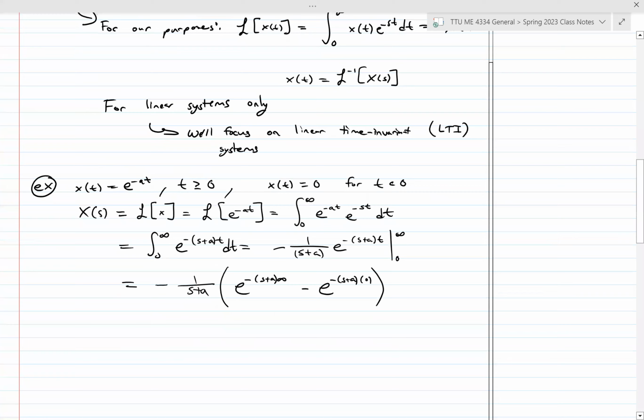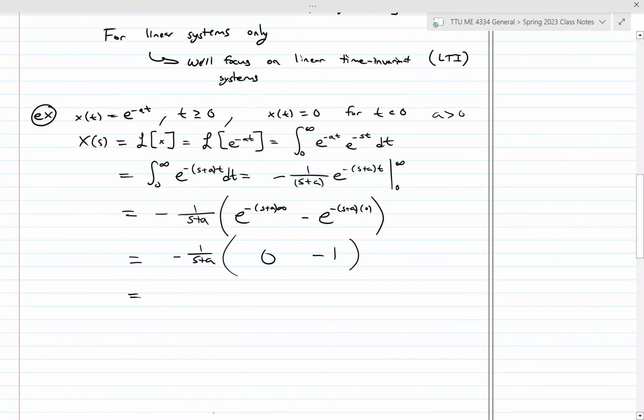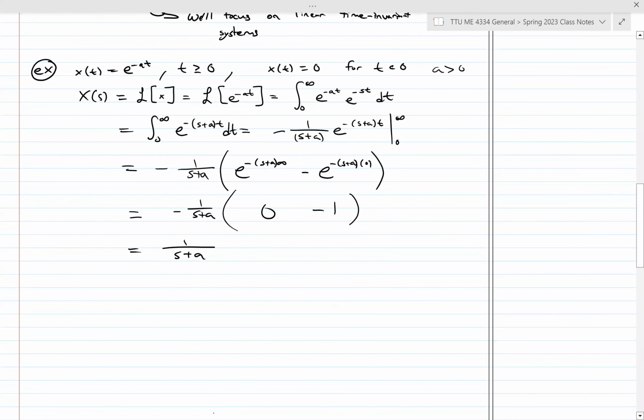Okay. If a is positive, which I mentioned earlier, let's go with the easier one at first, e to the 0. It's going to be 1, so we have a negative 1 here. What's going to be e to the negative s plus a times infinity? 0. Okay, and we end up with 1 over s plus a, right? So Laplace transform of e to the negative at is 1 over s plus a.